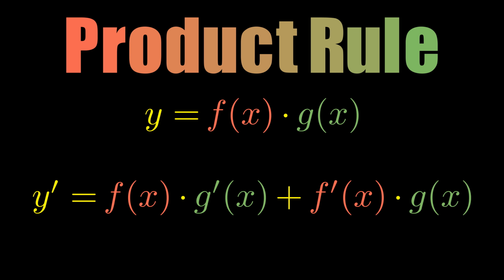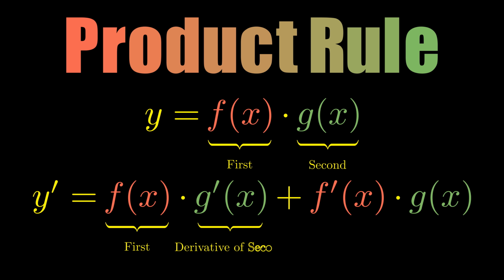Some of us, though, might prefer a more qualitative description of the product rule. So if we label f of x first and g of x second, then y prime will be equal to first times the derivative of the second plus the derivative of the first times the second.